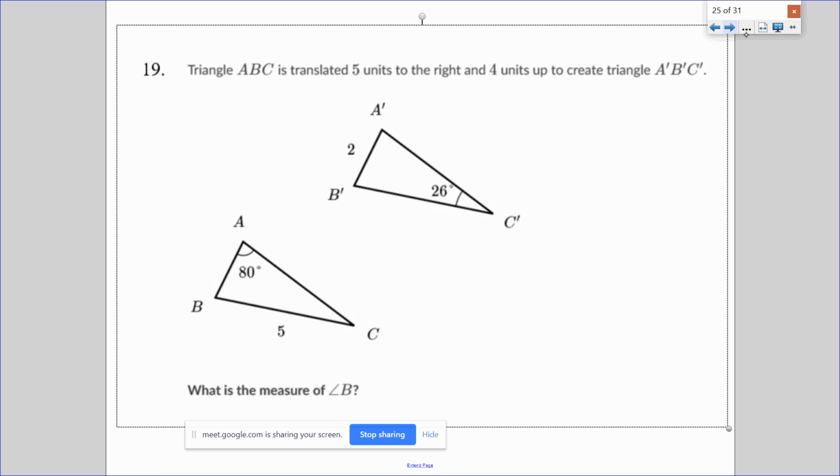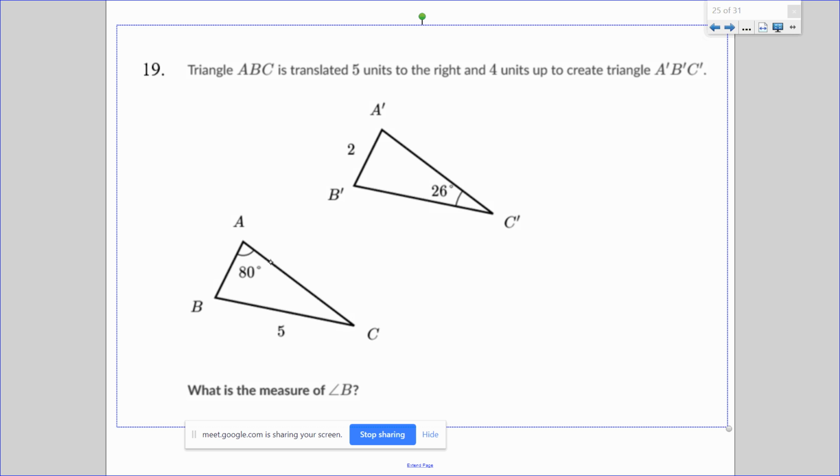19. Triangle ABC is translated 5 units to the right and 40 units up. So if a translation happened, well, a translation's a rigid motion. And a rigid motion preserves size and angle measure, producing a congruent figure. So if a translation, rotation, or reflection happened, I don't care what it was translated, I don't care what it was rotated about, I don't care what was reflected over, my image must be congruent.